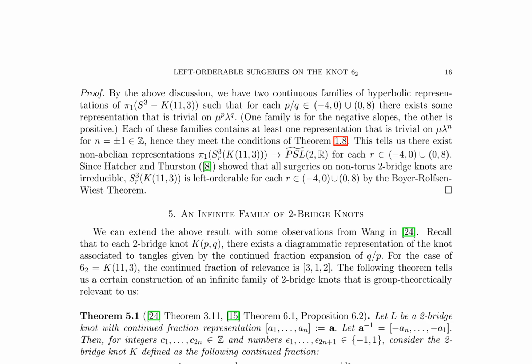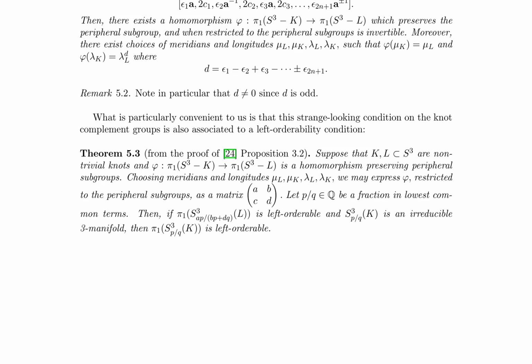This theorem allows us to deduce the left-orderability of π1(S³_{p/q}(K)), given the left-orderability of π1(S³_{(ap)/(bp+dq)}(L)) and the irreducibility of S³_{p/q}(K). By applying these results, we can conclude that the fundamental groups of certain surgeries on K_{11,3} are left-orderable. The paper's findings contribute to our understanding of the relationship between knot theory, geometric topology, and representation theory, shedding light on the properties of fundamental groups associated with various surgeries on two-bridge knots.